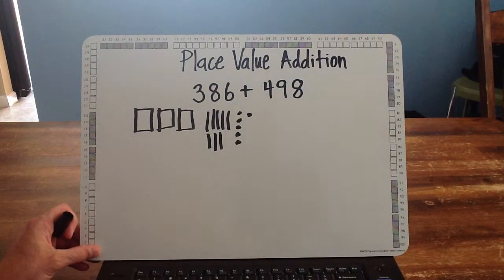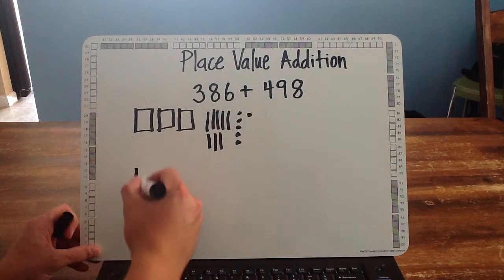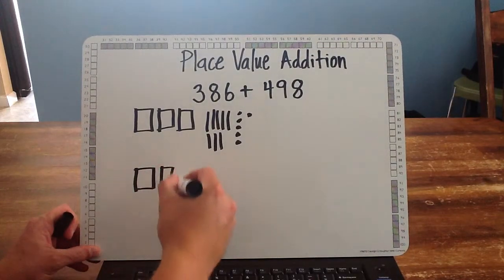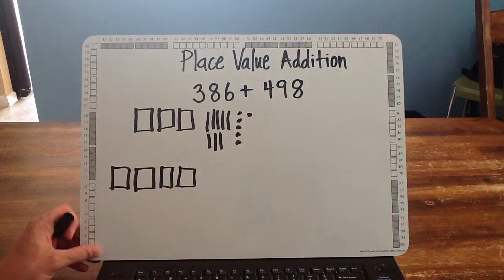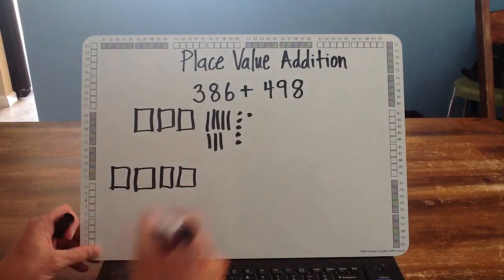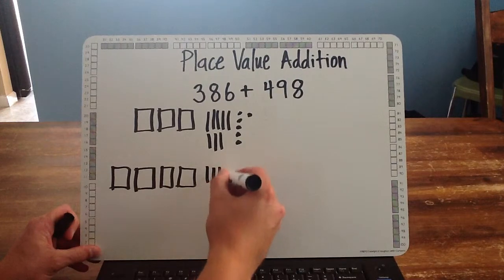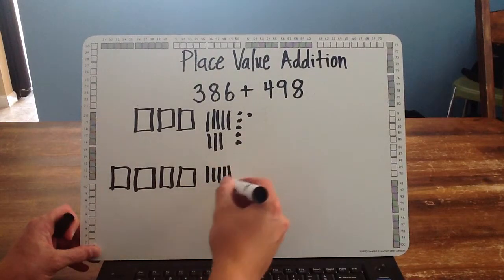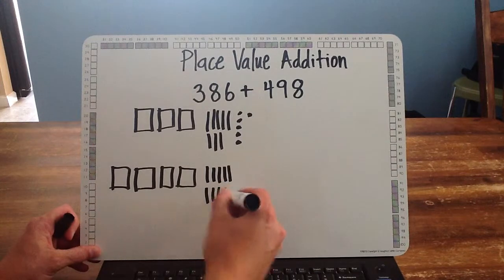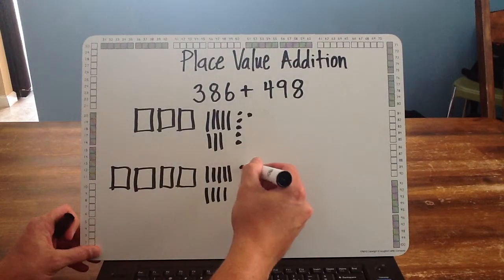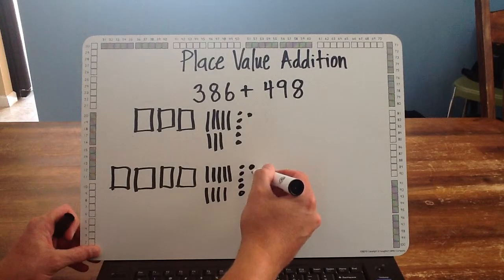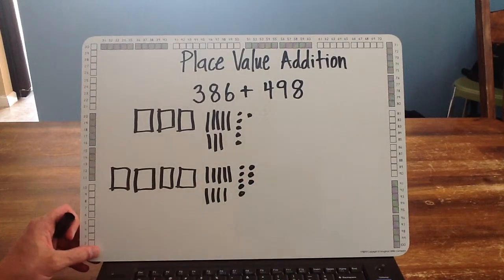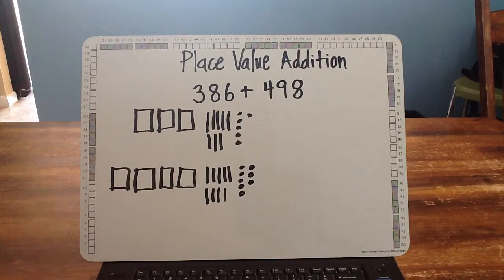I'm going to do the same for 498. So 100, 200, 300, and then 400. So there's my 90: 10, 20, 30, 40, 50, 60, 70, 80, 90, and then 8 ones: 1, 2, 3, 4, 5, 6, 7, and 8.